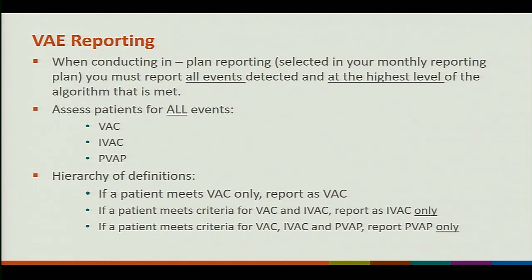So to summarize, when conducting VAE surveillance in plan, you must report all events detected at the highest level that is met in the algorithm. All patients must be assessed for VAC, then IVAC, and then PVAP. You cannot elect to perform surveillance for only one or two of these events. For instance, you can't only survey for PVAP. You have to perform surveillance for all 3 events, but remember it is a hierarchy, so you'd only report the highest level of event that was met for each patient.